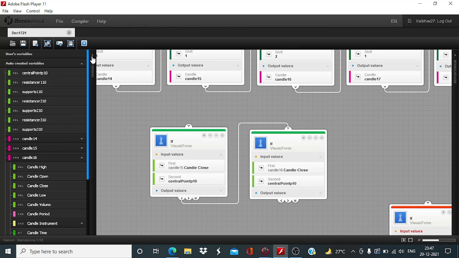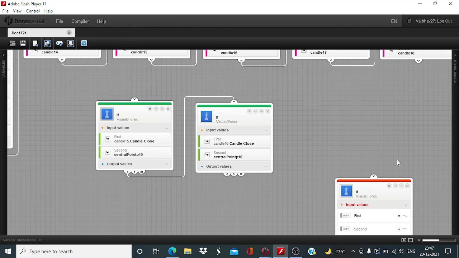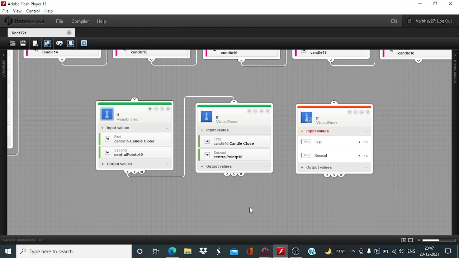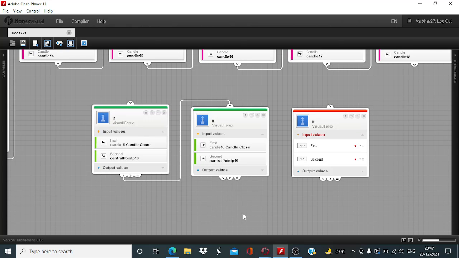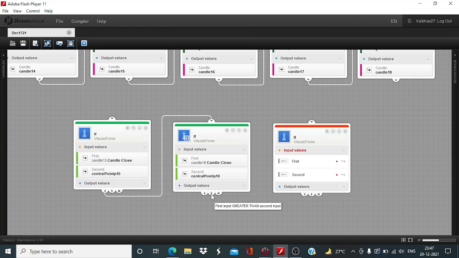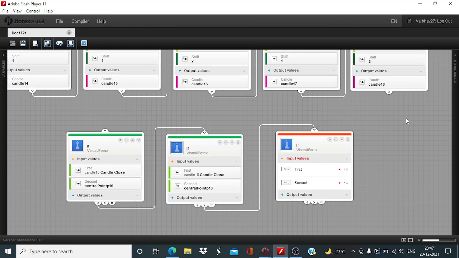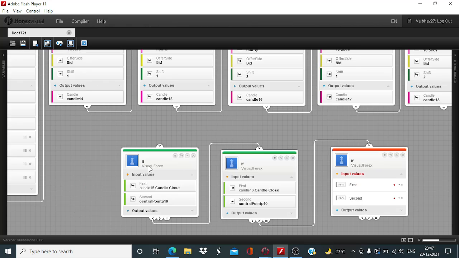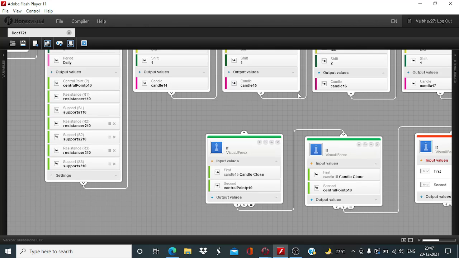We want to make sure that there is some correction in the last hour, and after that we will be placing the order for the buy on the higher side. It will be a stop buy order. First input greater than second input. So we have compared the closing values of these two last hourly candles with the central point.